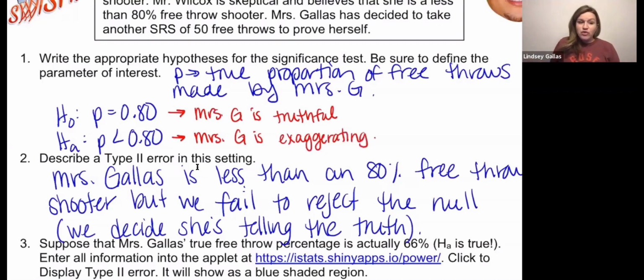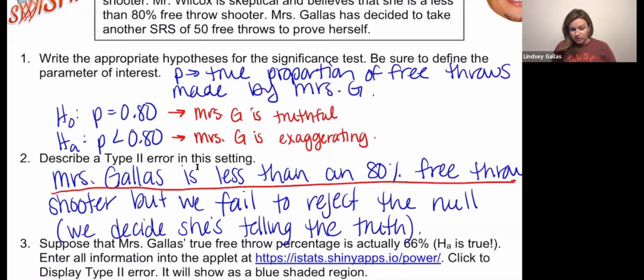Okay, so for my type 2 error, that helps me out, because what I'm thinking about here is that a type 2 error is when the alternative is true. So I started by writing Mrs. Gallus is less than an 80% free throw shooter. So I've restated my alternative hypothesis. I'm going to put that here, just a little note to myself. This is my alternative hypothesis.